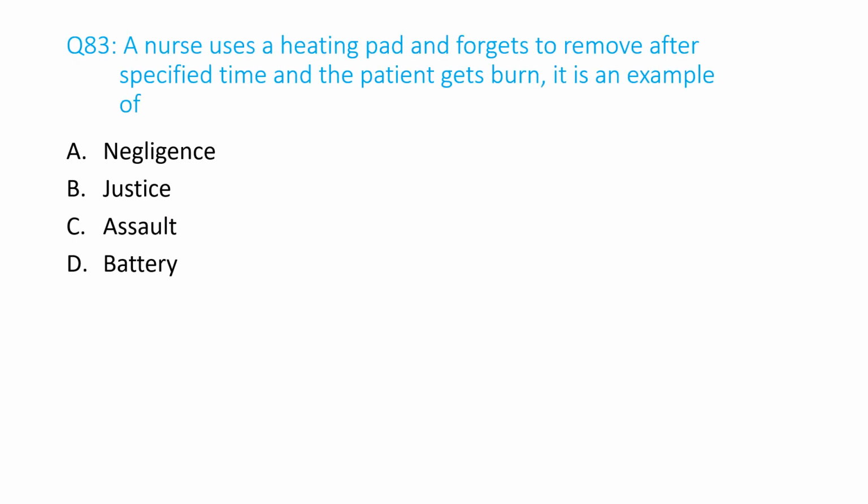And the answer is question number 83. A nurse uses a heating pad and forgets to remove it after a specified time and the patient gets burned. It is an example of A. Negligence. B. Justice. C. Assault. D. Battery.